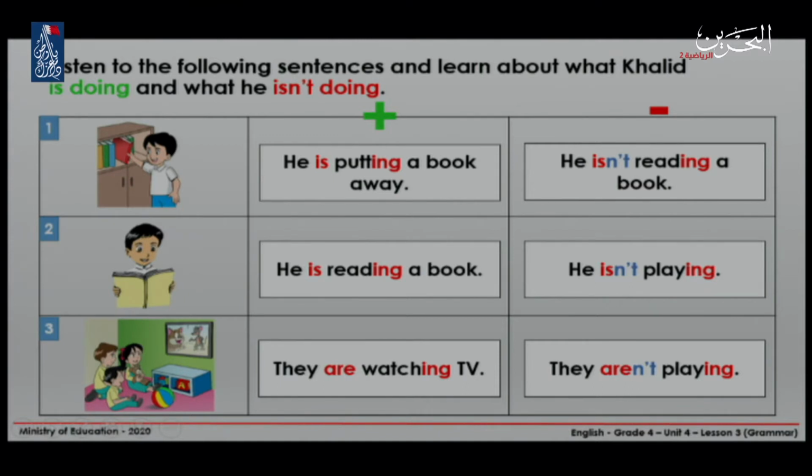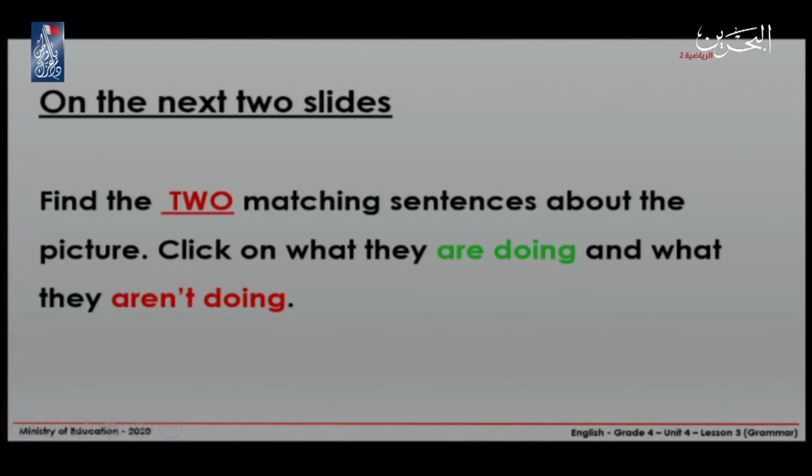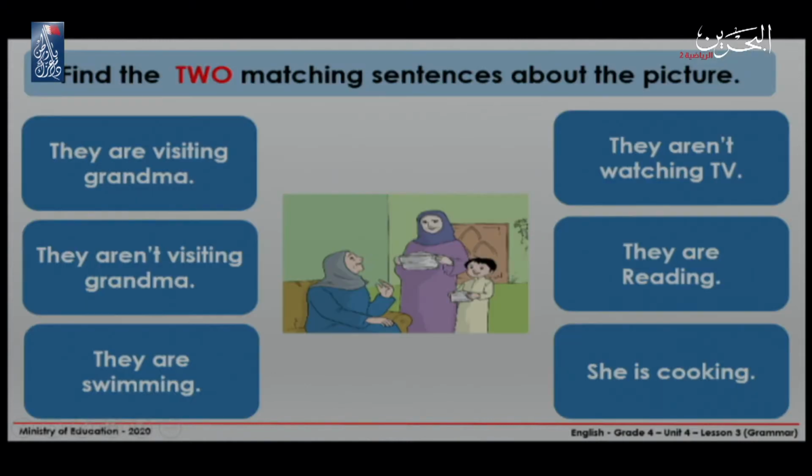They aren't playing. Now, on the next two slides, you are going to find the two matching sentences about the picture, and then you will choose what they are doing and what they aren't doing. Let's start. Now you have 2 minutes to find the two matching sentences about the picture.